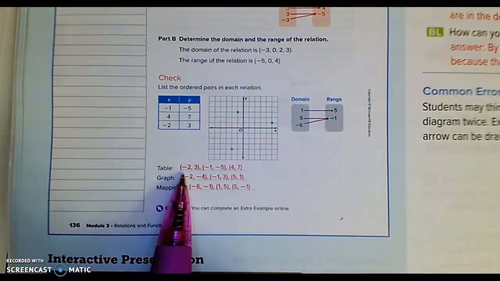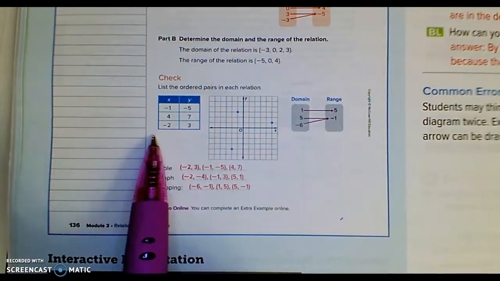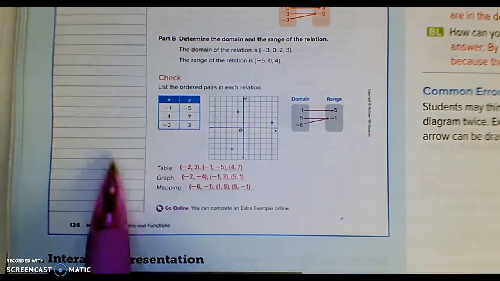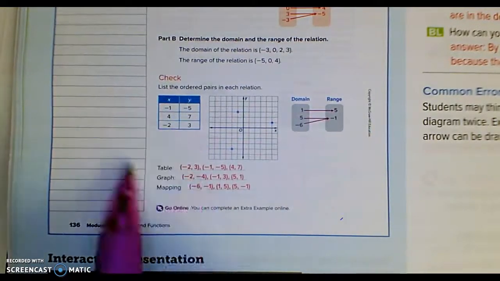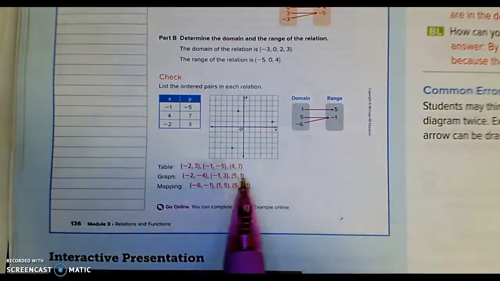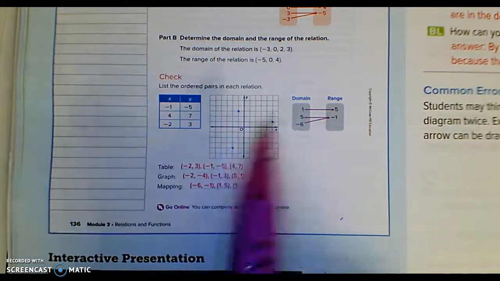With the table, the ordered pairs are negative 2, 3, negative 1, negative 5, and 4, 7. So that's really out of order. Okay, that's goofy. With the graph, they just pulled ordered pairs off of there.